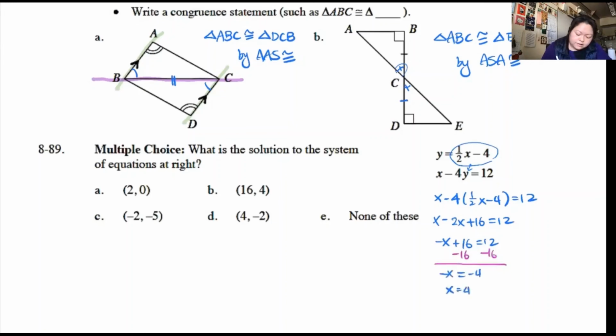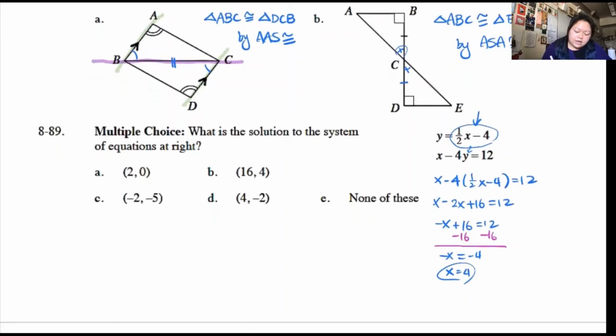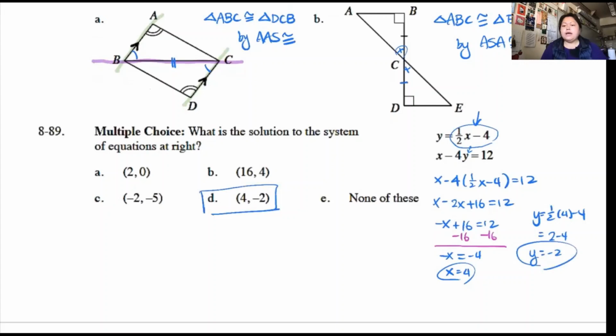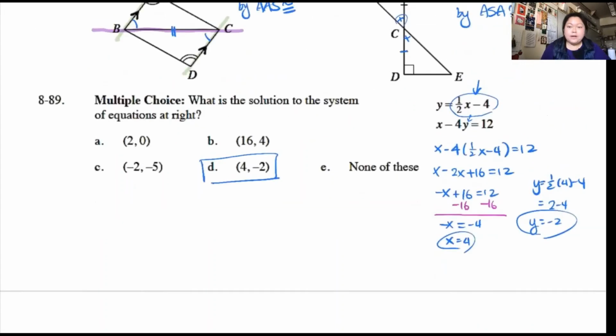x equals 4. Nice. All right, now you can go ahead and plug that x equals 4 into the original first equation. So you can now say y equals 1/2 times 4 minus 4. Half of 4 is 2, minus 4 is negative 2. So y equals negative 2. So your answer is (4, negative 2) as an ordered pair. Okay, that's it, guys.